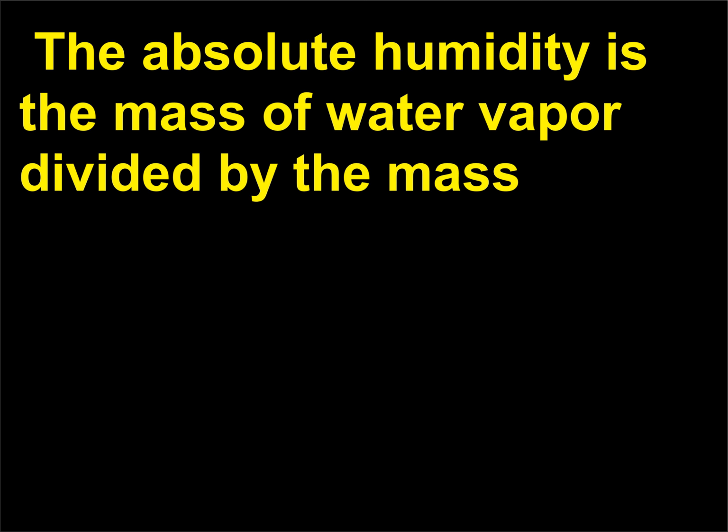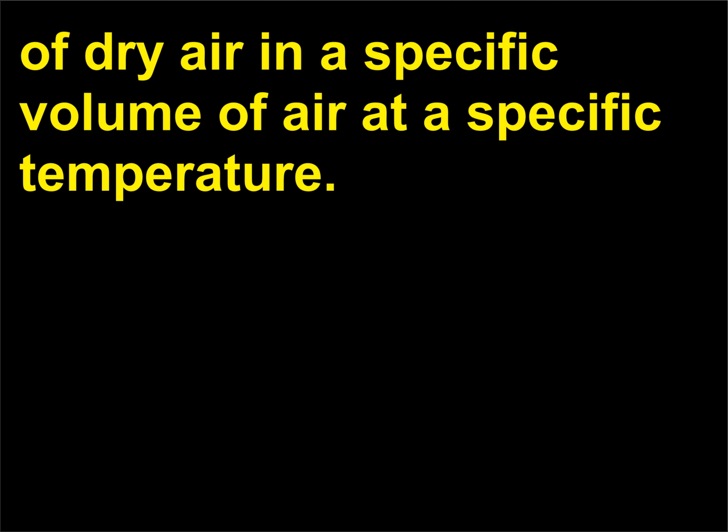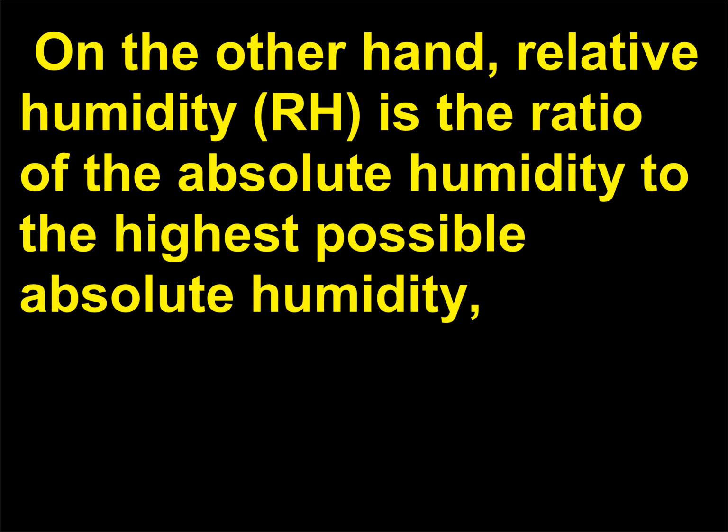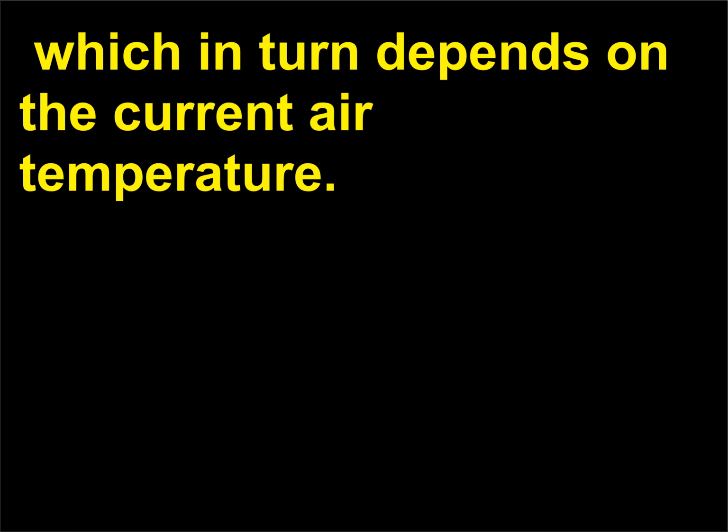The absolute humidity is the mass of water vapor divided by the mass of dry air in a specific volume of air at a specific temperature. In this instance, the warmer the air, the more water vapor it contains. On the other hand, relative humidity, RH, is the ratio of the absolute humidity to the highest possible absolute humidity, which in turn depends on the current air temperature.